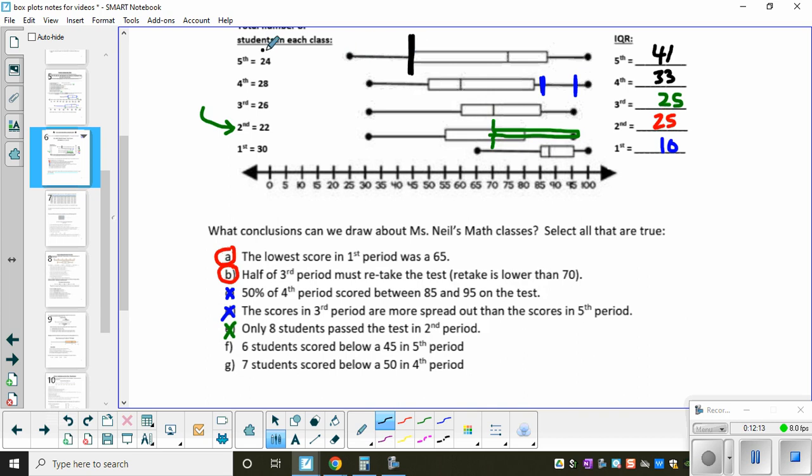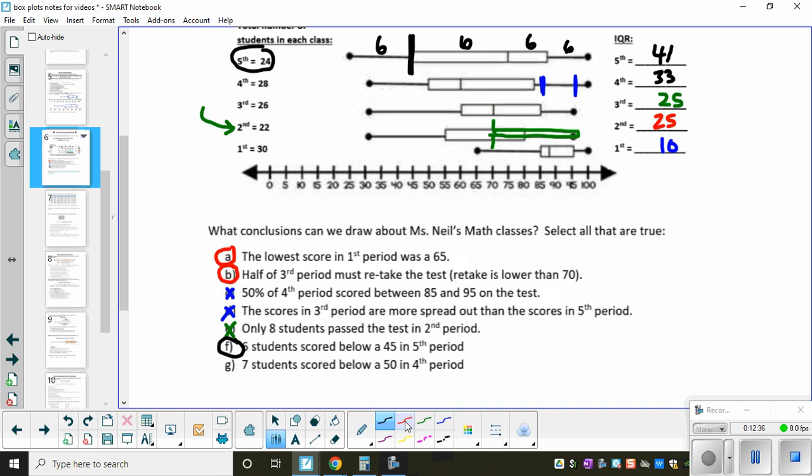Now I do know that the class has 24 kids in it, so I can do a fourth of 24. A fourth of 24 is in fact 6. If we do 24 divided by 4, we do get 6. So yes, there are 6 students in this chunk. There are 6 students in this, 6 students in this, and 6 students in this. So yes, this one is a true statement.